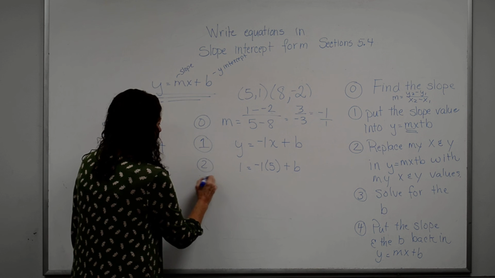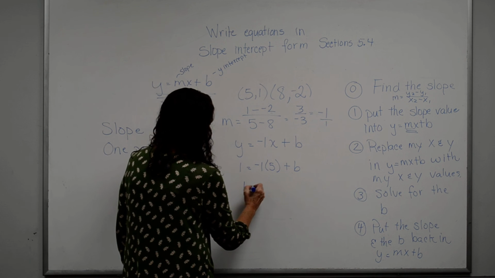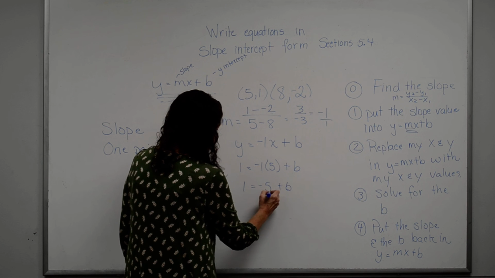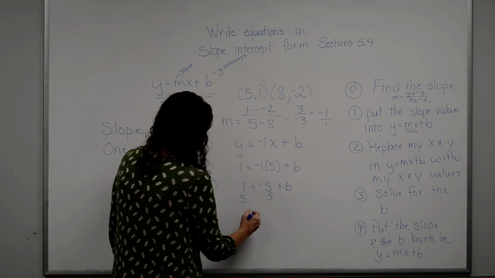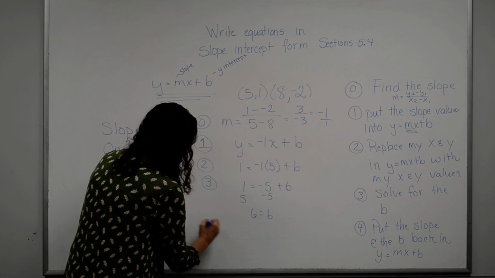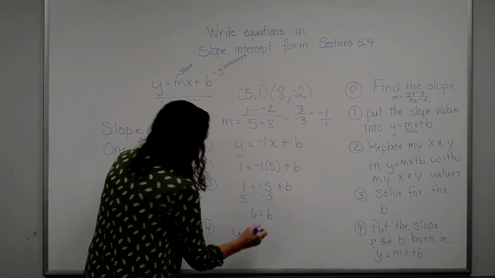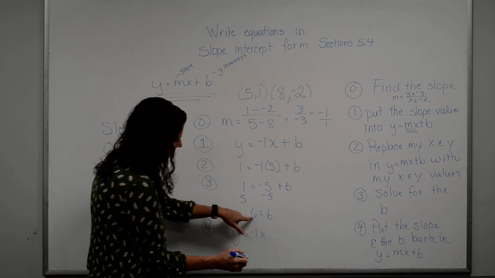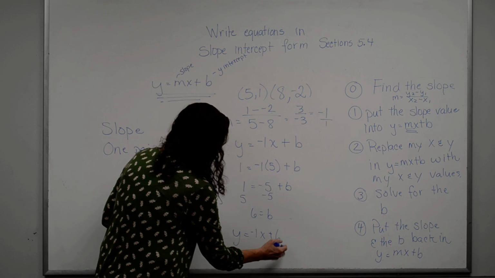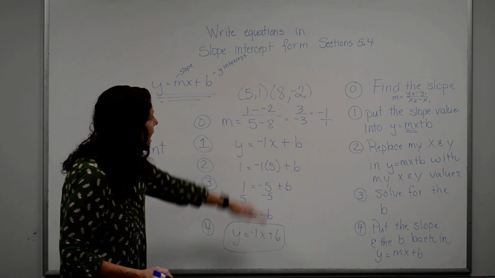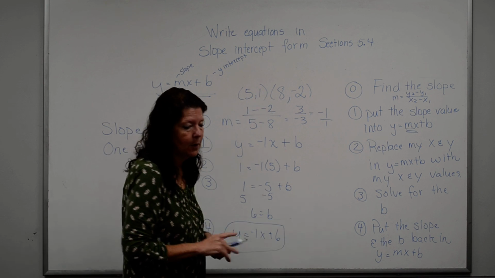Step 3, I have to solve for the b. So I have 1 is equal to negative 5 plus b. I'm going to add 5 to both sides, so I'm going to get b is equal to 6. Step 4, I place the slope, which is negative 1, in for the m, and I put the 6 where the b is. And that's the equation of the line that goes through those 2 points.